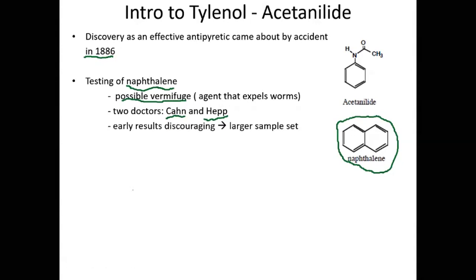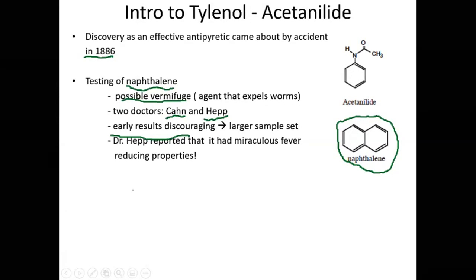And so early on, they found the results very discouraging. So it wasn't expelling the worms from the patients. That's not good. What do they do? They give up? No, they don't give up. Then Dr. Hepp reported that it had miraculous fever-reducing properties. So it wouldn't expel the worms, but it would reduce the fevers.